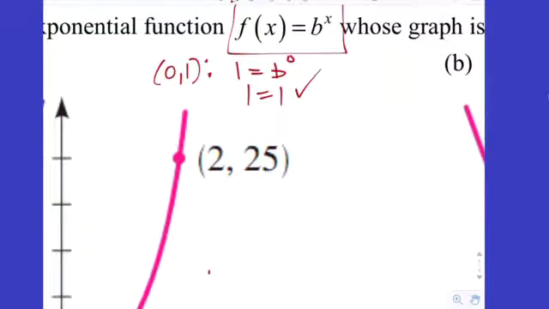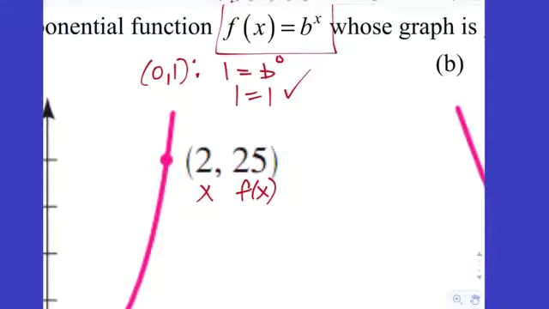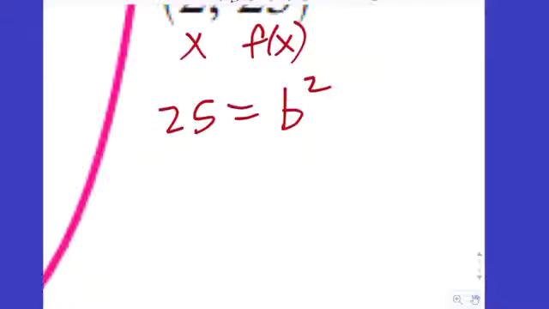So we need to use the other point. We're going to do that with the 2 and the 25. That's an x and an f of x that satisfies the equation. So we get 25 equals b to the 2nd power. And now we just need to solve for b. What type of equation is that? Not linear. Not exponential. Replace b with x. It's quadratic.